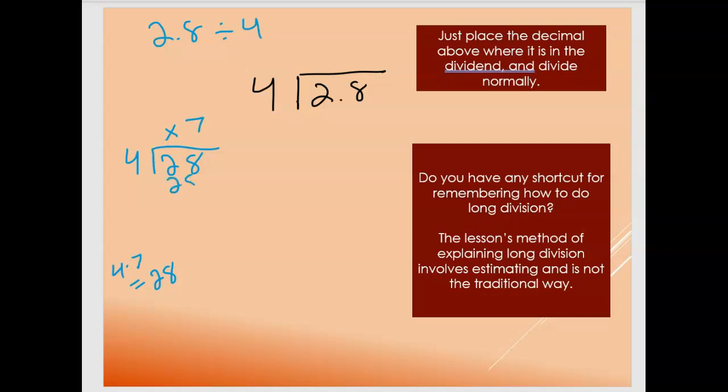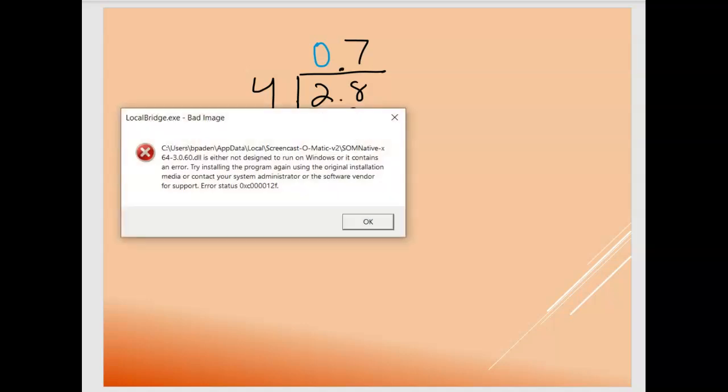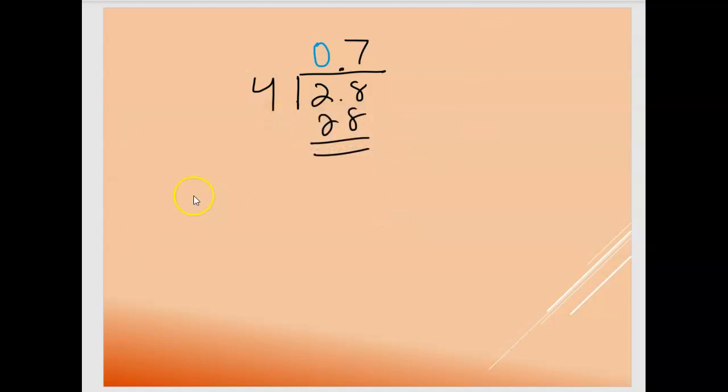7 times 4 is 28. There's no remainder. It'll work out the same way with the decimal point, only there'll be a decimal point there right before the 7. 4 doesn't fit into 2 at all, so we could put a 0 there. In fact, it makes more sense to put it there when we're dealing with a decimal number like that. But 4 does fit into 28 7 times. And so a 7 goes there and we're done.